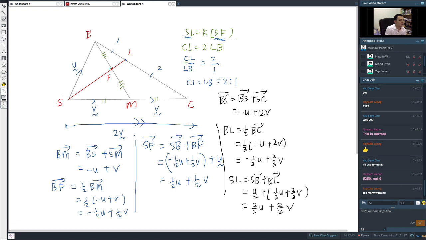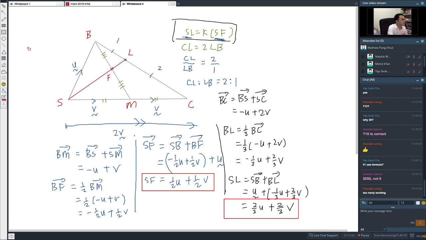In order to make you see this more easily, I'm going to group them together. This is my SF, and this is my SL. Alright, so over here, in order to find the value of K, I know I have to move the SF to the other side. So SL over SF will equal K.